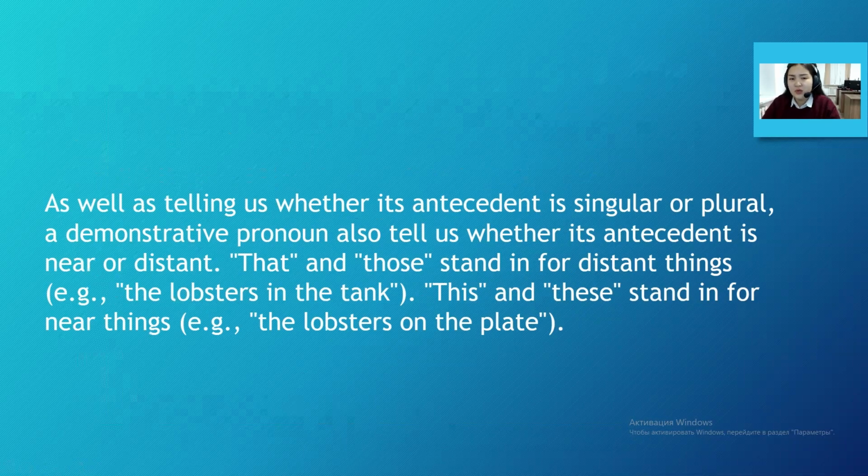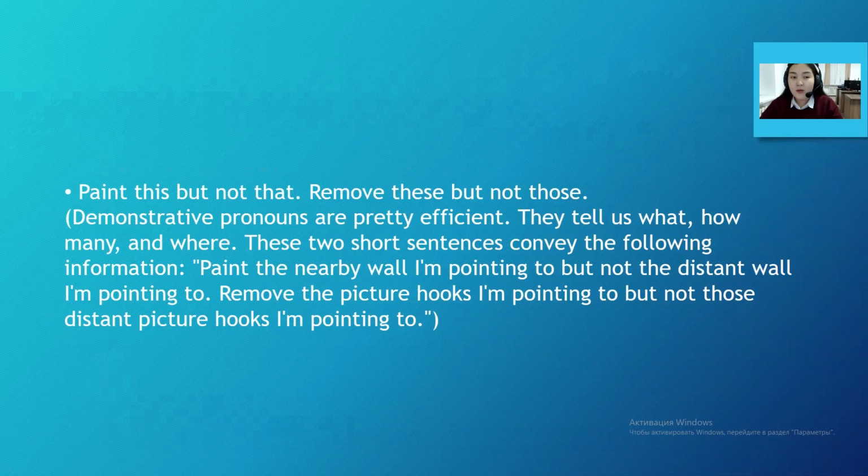A demonstrative pronoun also tells us whether its antecedent is near or distant. That and those stand in for distant things, like the lobsters in the tank. This and these stand in for near things, like the lobsters on the plate. Paint this but not that. Remove these but not those.